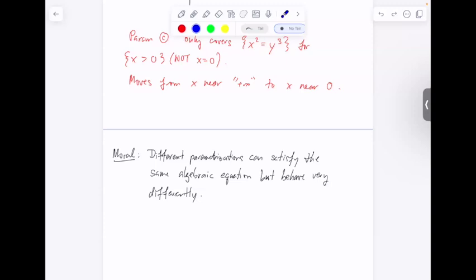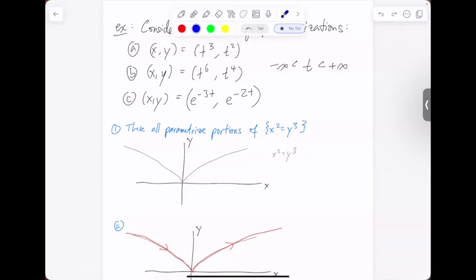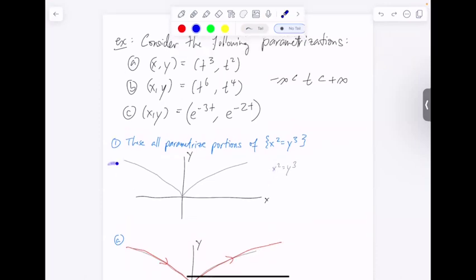In this particular case, when we trace out the parametric equations, we only cared about the x value because we knew what the graph looked like. In general, you could also do the same thing with the y value, but it's hard. The y value doesn't give you any information on the behavior in this particular case, because for the algebraic curve here, y is always positive. Since x squared is always positive, y cubed has to be always positive, which means y has to be always positive. So the behavior of y is uninteresting. You're always going to have positive y.